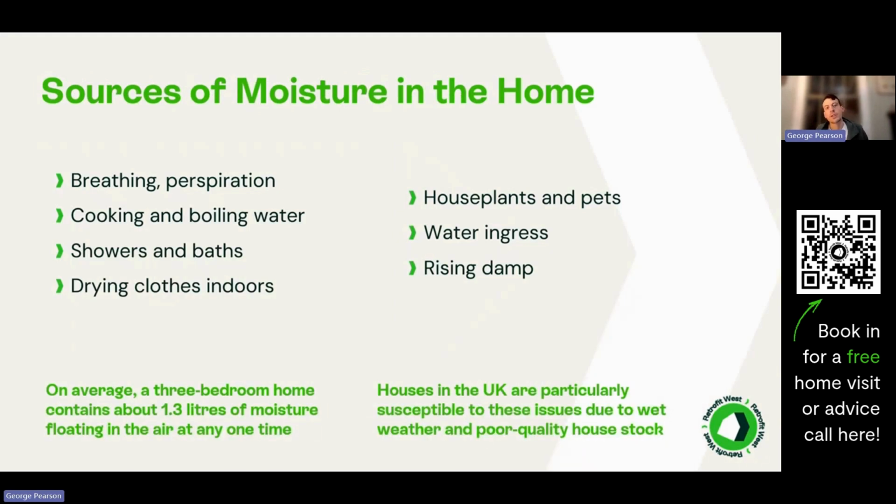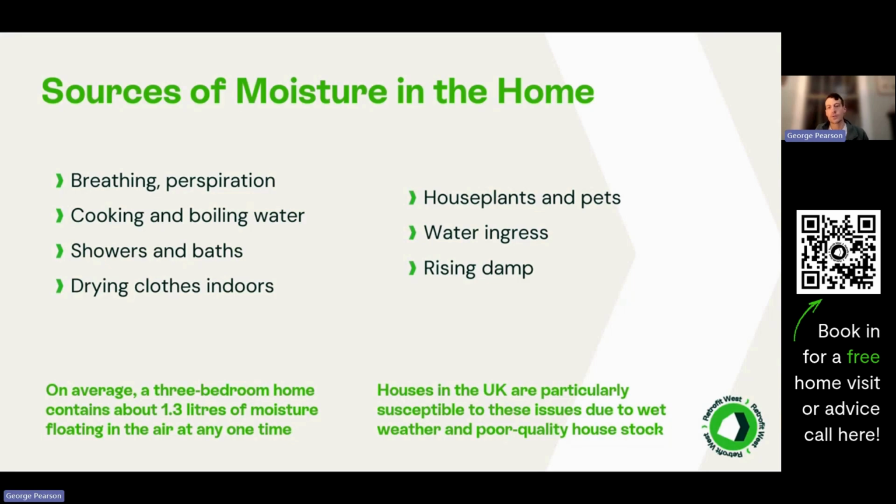So, sources of moisture in the home. Having moisture in the air is completely normal. It's produced by everyday living. Every person and pet releases water vapour just by breathing and through perspiration. I think on average, humans generally release about 1 litre a day. Then there are things like cooking, boiling the kettle, running baths and showers, which add much more.